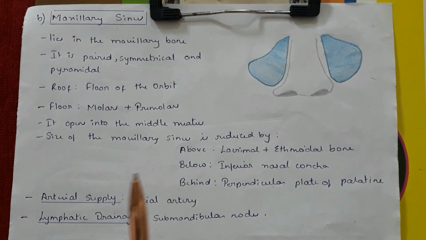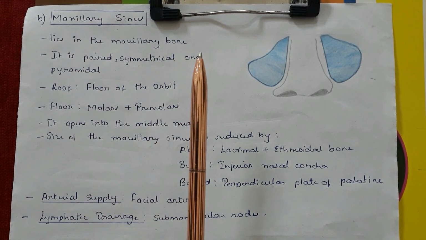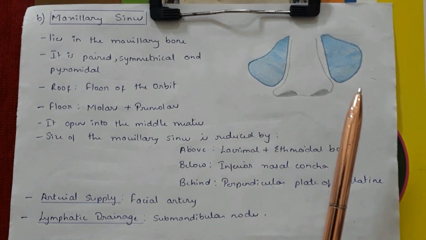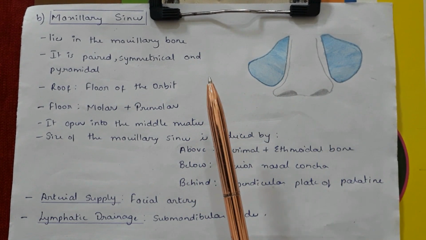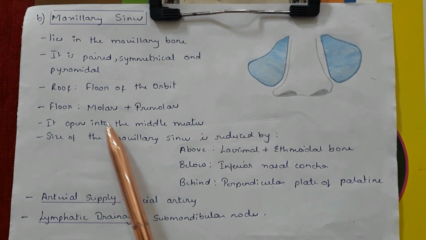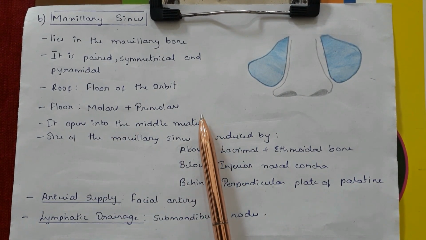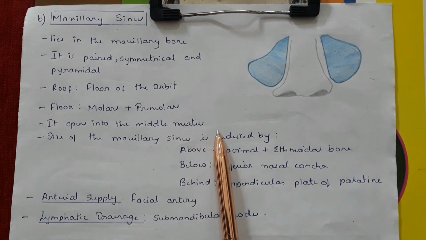Then we have the maxillary sinus. It lies in the maxillary bone. It is paired, symmetrical and pyramidal in shape. The roof is formed by the floor of the orbit and the floor is formed by the molars and the premolars. It opens into the middle meatus.